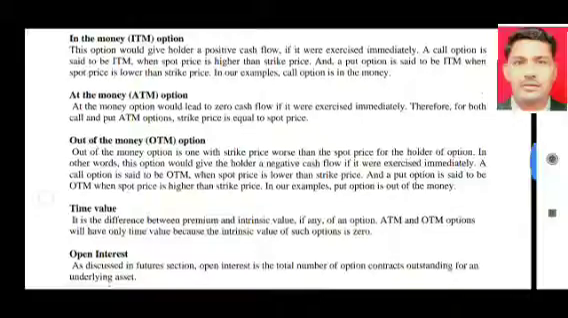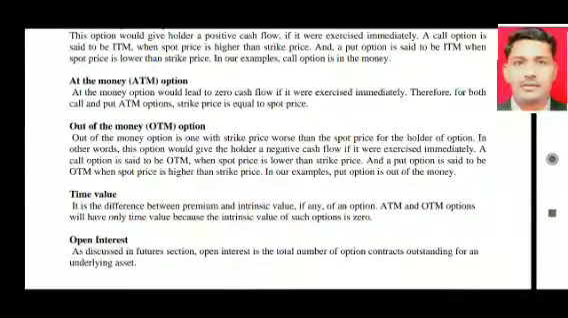Out of the money option. An out of the money option is one with a strike price worse than the spot price for the holder of the option. In other words, this option would give the holder a negative cash flow if it were exercised immediately. A call option is said to be OTM when the spot price is lower than the strike price, and a put option is said to be OTM when the spot price is higher than the strike price. In our example, the put option is out of the money.